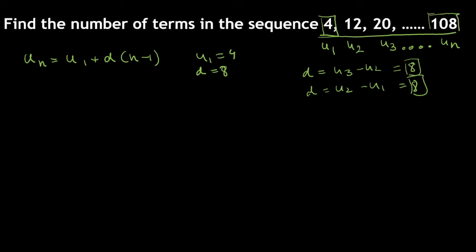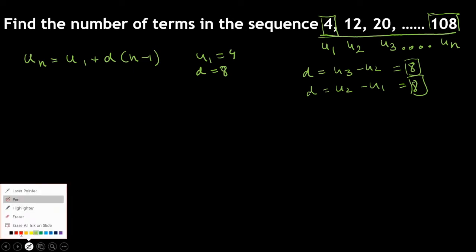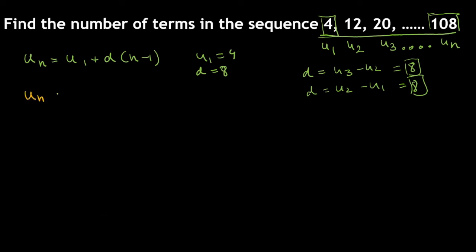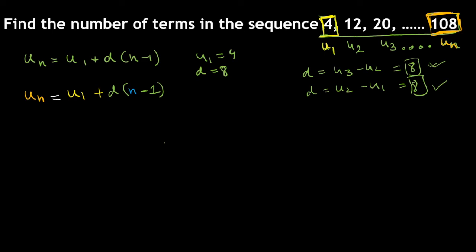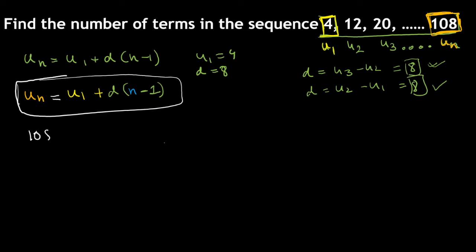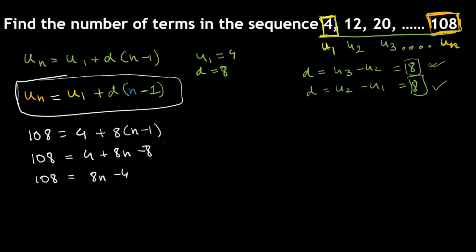If I have to color code this just so it's clear for you guys, I can do that as well. So we have un, just for your clarity. Now, let's plug in the values, right? So our nth term 108 is equal to u1, which is 4, plus our common difference, which is 8, times n minus 1. Let's simplify this equation. We get 4 plus 8n minus 8. 108 is equal to 8n minus 4.